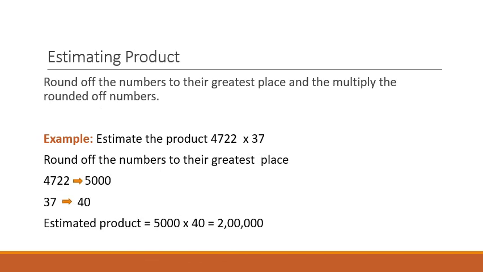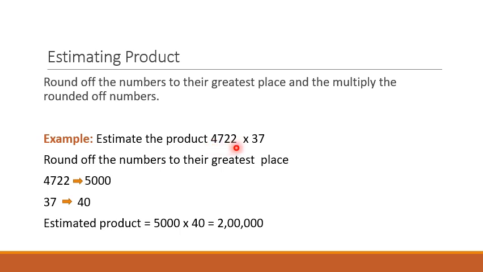Now let's see how to estimate the product of given numbers. To estimate the product, we round off the given numbers to their greatest places respectively, and then we multiply the rounded off numbers. Let's see it with the help of an example. Estimate the product of 4,722 and 37. Here we round off both the numbers to their greatest place or their highest place. So here this highest place is 1000.